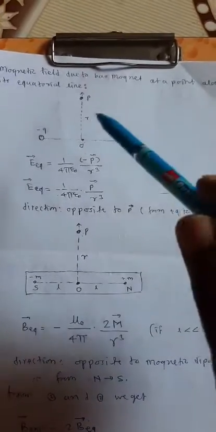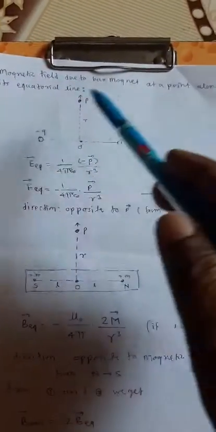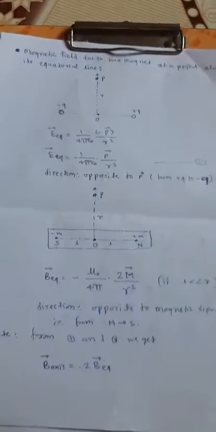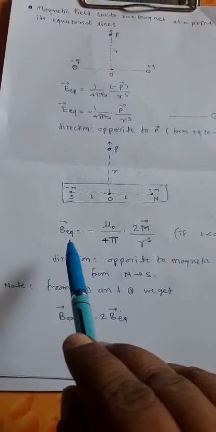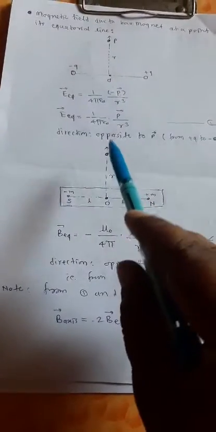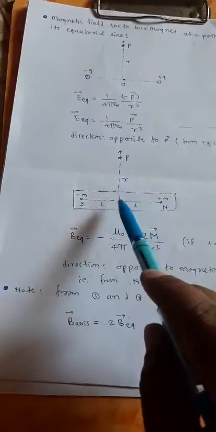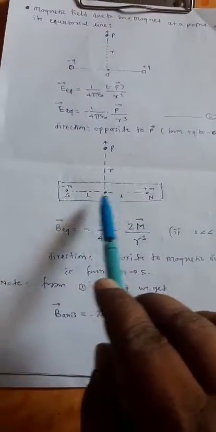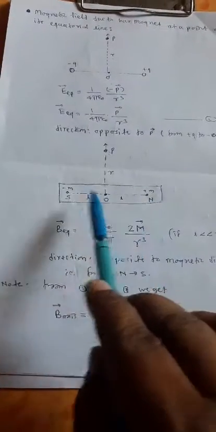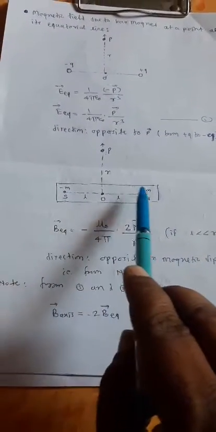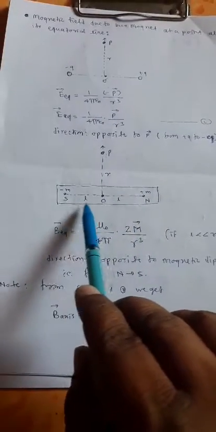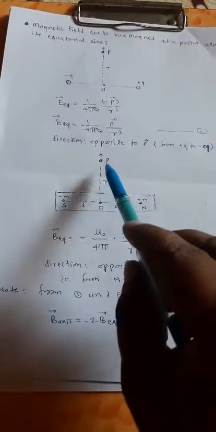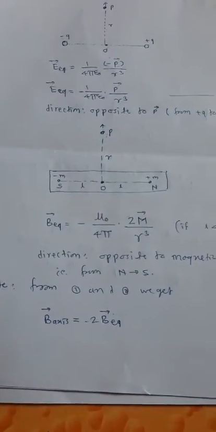By using this concept, this technique, we have to write the expression for magnetic field at a point which is situated on the equatorial line of this bar magnet. Now this is the bar magnet having N pole and S pole. Minus m and plus m are the pole strengths and 2L is the distance between the two poles. Let us consider point P is situated at a distance r from the center of the magnet.